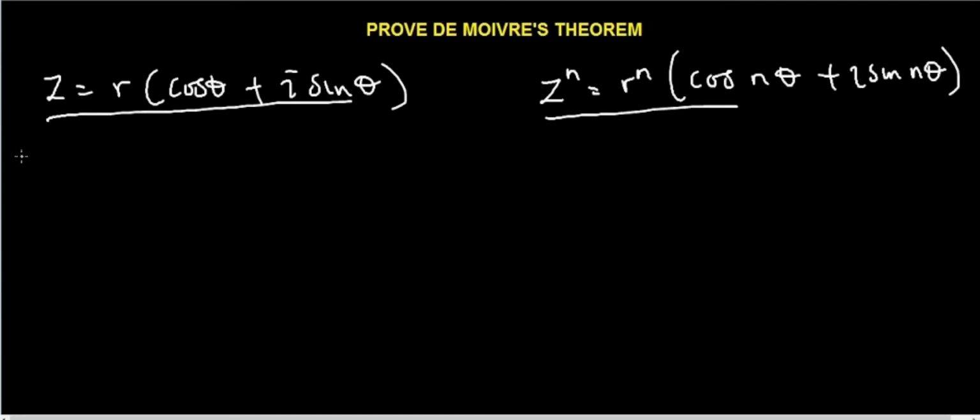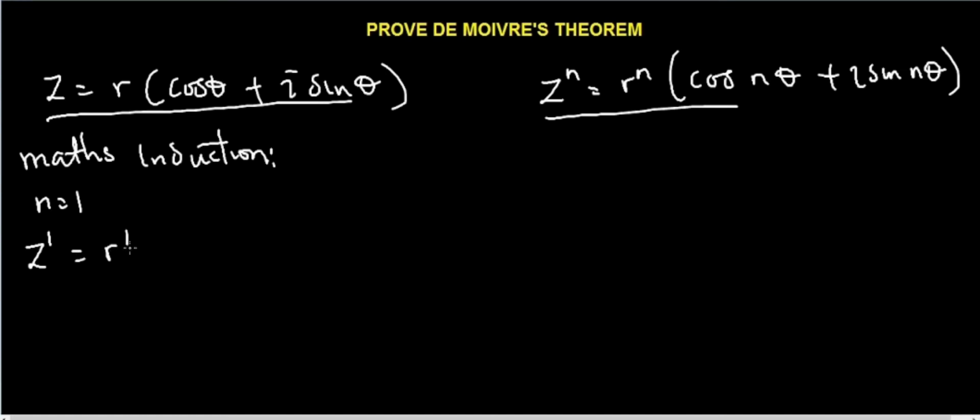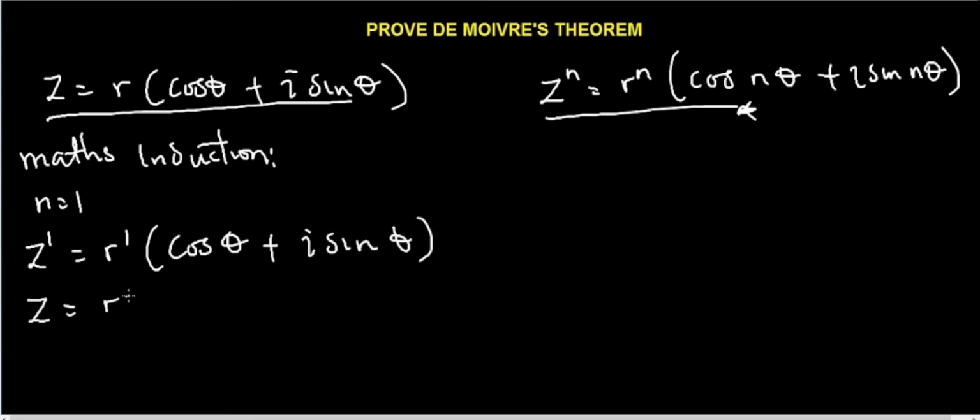Now we'll be using mathematical induction to do that. So for us to use mathematical induction, we have to go for when n is 1. When n is 1, we have z raised to the power 1 equals r raised to the power 1 times cos theta plus i sin theta. In that case, z equals r times cos theta plus i sin theta. Is that clear? So we have proven that for 1 we still get our polar form.